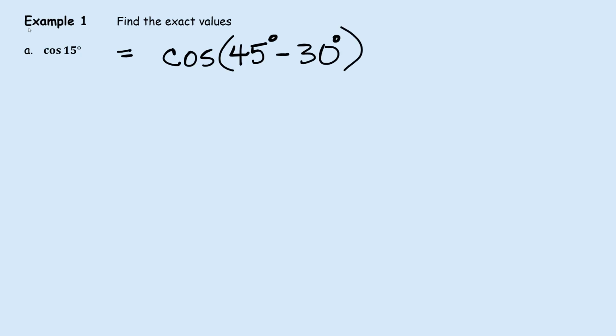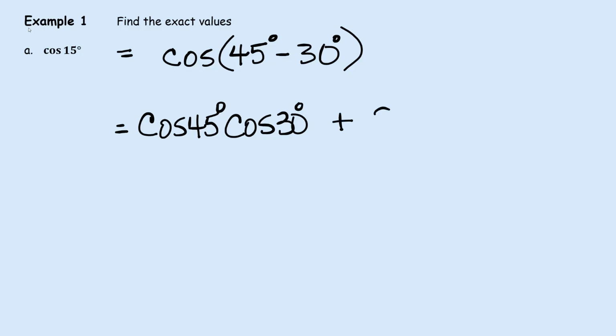And because I know the cosine of 45, and I know the cosine of 30, and I know the sine of 45 and the sine of 30, I can use this formula right here to help me find the exact value of cosine 15. Cosine 15 is cosine of the quantity 45 minus 30, and the cosine of the quantity 45 minus 30 is cosine 45 cosine 30 plus sine 45 sine 30.